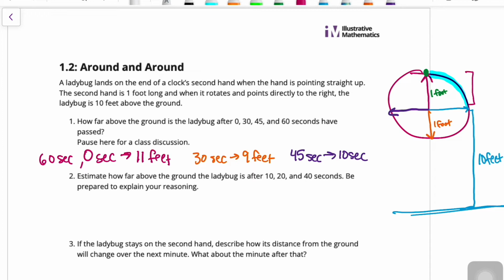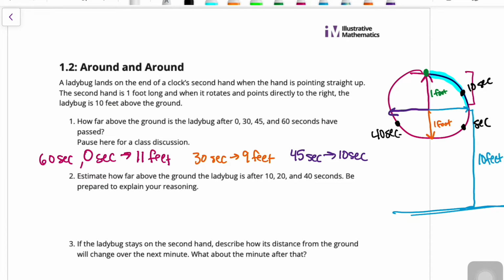All right, so let's see. I'll use black. So at 10 seconds, this is 15 seconds, so it's going to be somewhere around here. There's 10 seconds. Let's see, 20 seconds would be around here. Hold on. And then 40 seconds, that's 45, so it's going to be like right around here.